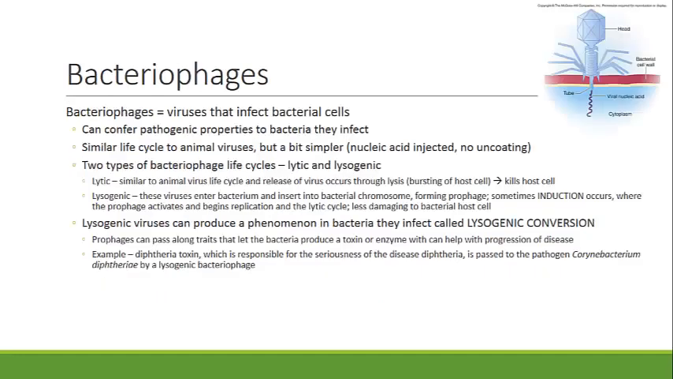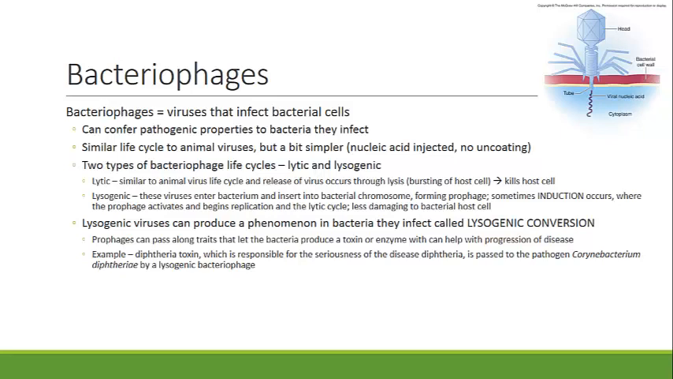So earlier I mentioned that viruses can infect all types of organisms, and bacteriophages are viruses that infect bacterial cells. And this is important because bacteriophages can confer pathogenic properties to the bacteria that they infect. They have similar life cycles to the animal viruses, but it's actually a little bit simpler. The nucleic acid is injected, so there's no uncoating involved. And there are two types of bacteriophage life cycles. We have the lytic cycle and the lysogenic cycle.